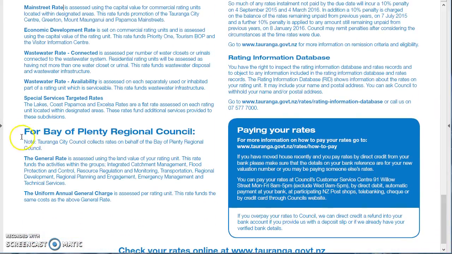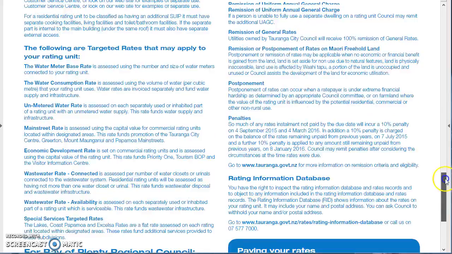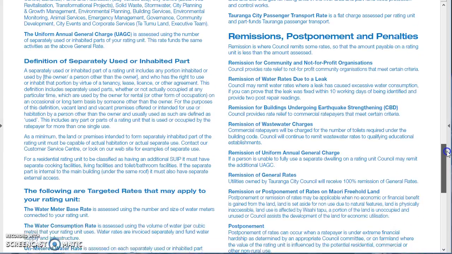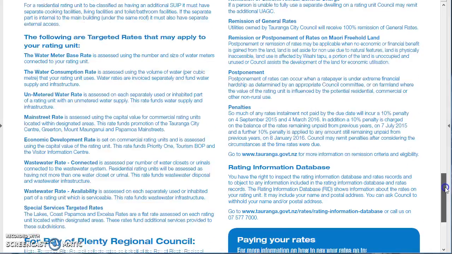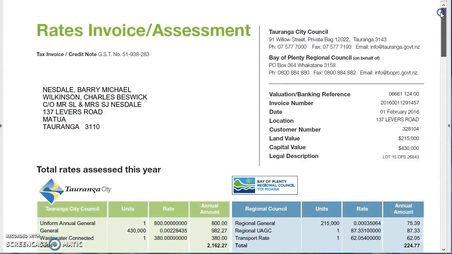And there's a little bit of information on what the Bay of Plenty Regional Council spends their money on as well. There's another section there that you might find interesting. So yeah, that's about it. I hope that was helpful. It gives you a bit of an introduction to what's on your rates invoice.